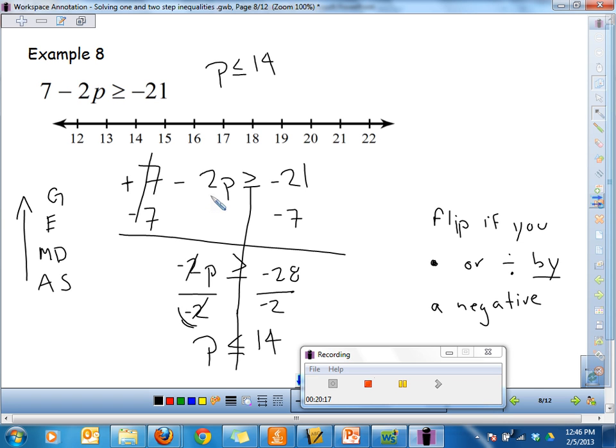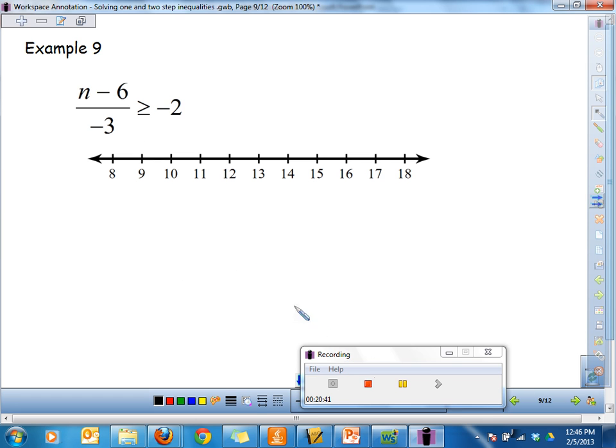Go ahead and try to graph this one on your own. When you're ready, press play, and I will show you the answer. We should have had a closed dot at 14. It is a less than, so we should shade to the left. Let's try 2 more examples. All right, let's take this one.